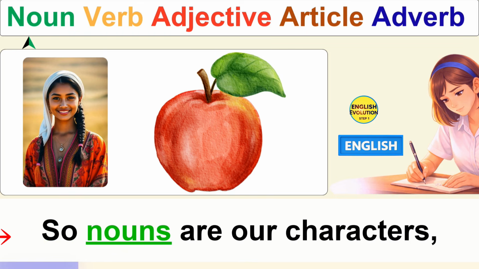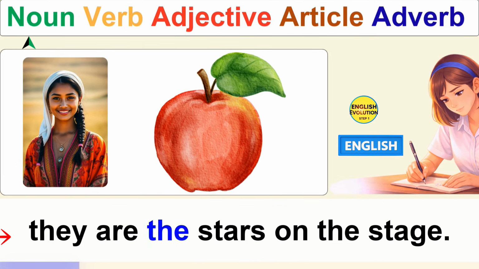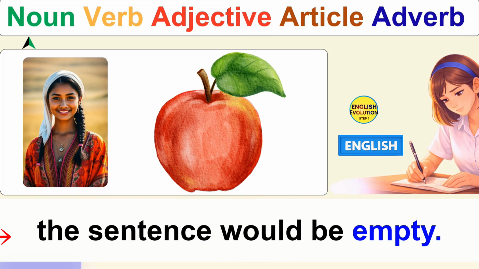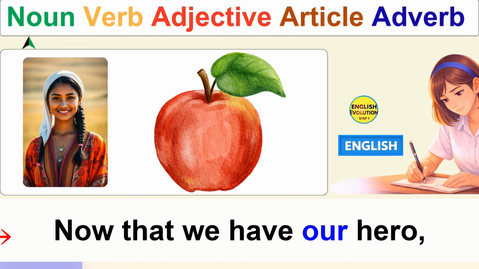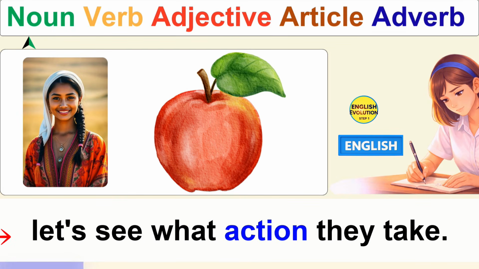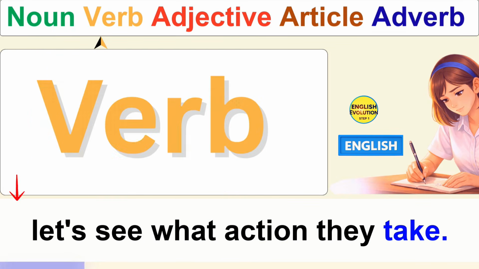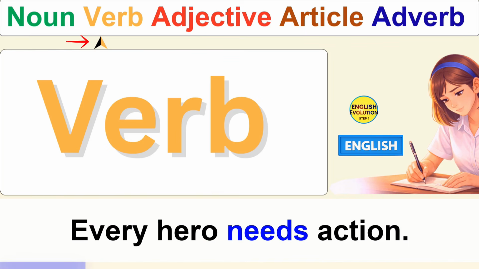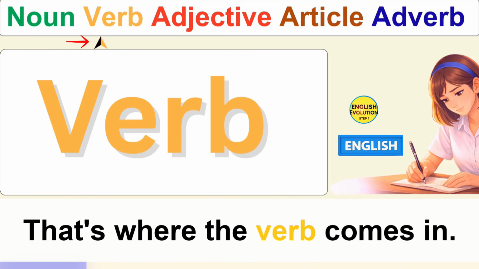So nouns are our characters. They are the stars on the stage. Without them, the sentence would be empty. Now that we have our hero, let's see what action they take. Every hero needs action. That's where the verb comes in.